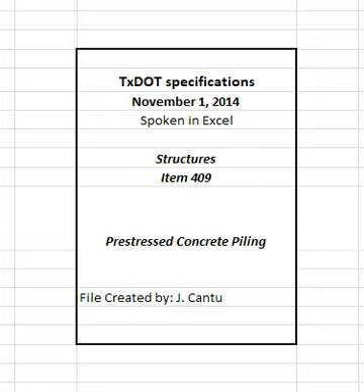Fabricate prestressed concrete piling in accordance with the following items. Item 424, precast concrete structural members, fabrication. Item 425, precast prestressed concrete structural members.